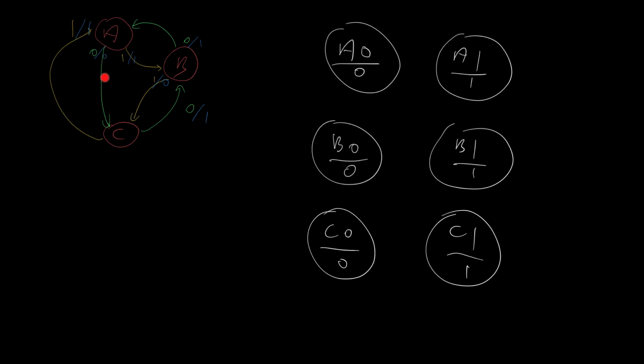Let's look at what happens if the input's a 0 first. So if I'm in state A and I get a 0, I go to state C. So if I'm in state A, either here or here, and I get a 0, I go to state C, but to which C? Well, if I get a 0, then the output should also be a 0 here. And so therefore, if I'm in state A and get a 0, I'm going to go to C0 to signify that I'm going to get a 0 at the output.